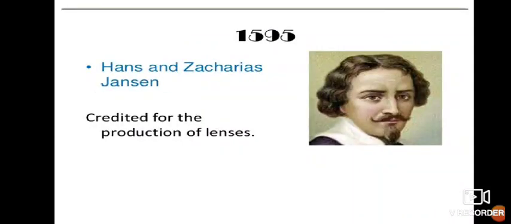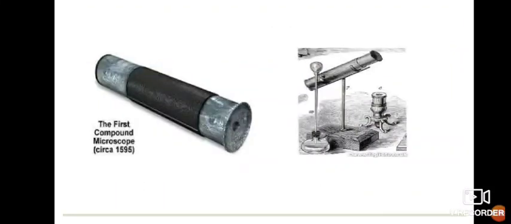The first ones are Hans and Zacharias Janssen. They are father and son. They are opticians. They are the first ones who invented the light microscope. The magnifying power was 10x, and this is how their microscope looked.